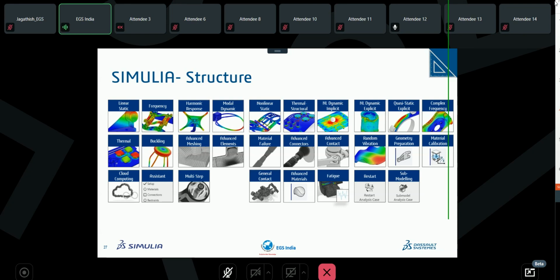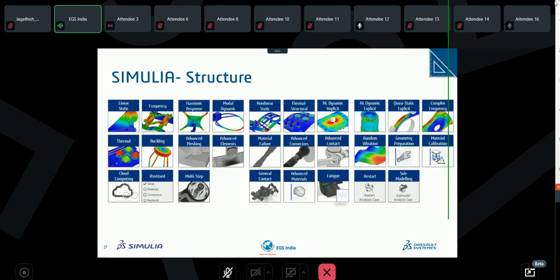Apart from that, we have a capability called multi-step, which you can use to analyze various kinds of deforming or forging. So forging problems and all can easily be achieved with the help of this multi-step, since the forming process consists of multiple steps with which we will be creating various kinds of profiles, right? Those kinds of problems can be achieved with this multi-step capability that is present.